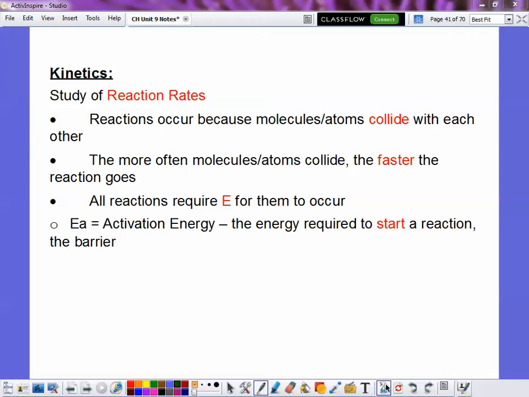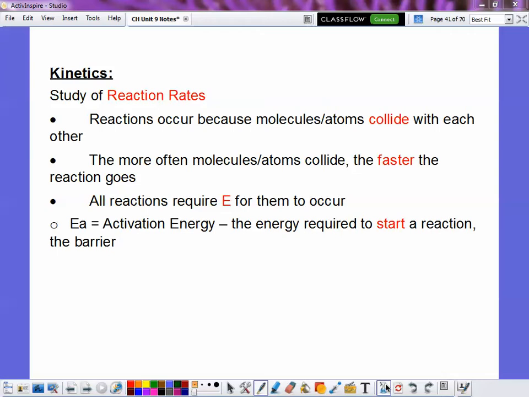Okay? Reactions occur because molecules or atoms or particles in solution collide with each other. Right? That's the only way a reaction can occur. And the more often they collide, the faster the reaction goes. And remember, all reactions require energy, E, to make them occur. And that's called the activation energy. That's the energy that is required to start a reaction. Sometimes it's talked about as being the barrier for the reaction.